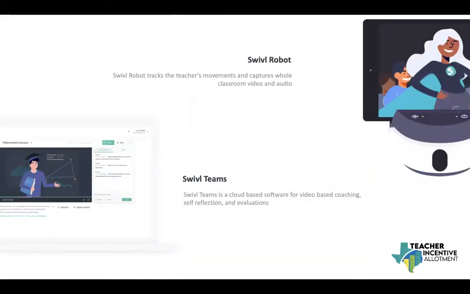Swivel's products, or system, or environment, is composed of two parts. We have a Swivel robot that tracks the teacher around the classroom so that as they move around, they're always kept within the view of the camera. We're also gathering the audio, which we found to be even more important to understand what's going on in the classroom, to gather the level of engagement of the students, and to hear some of the small group discussions.